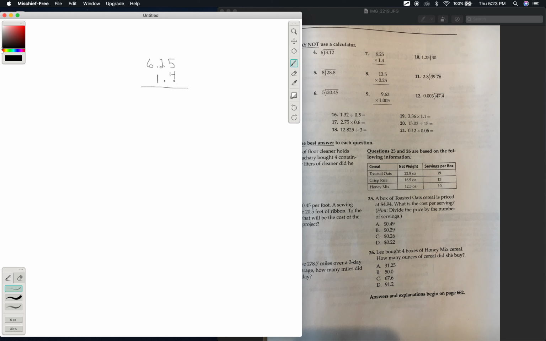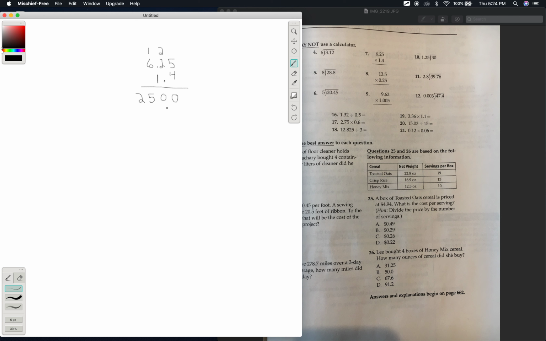Okay, so 4 times 5 is 20. Carry the 2, bring down the 0. 4 times 2 is 8, plus 2, 10. So carry the 1. 4 times 6 is 24, plus 1 is 25. So we are ignoring the decimals at the moment, till the very end.